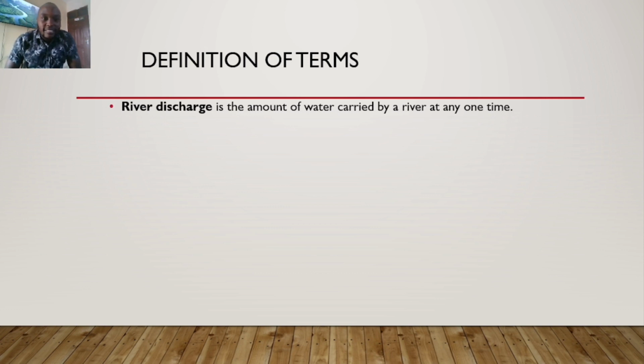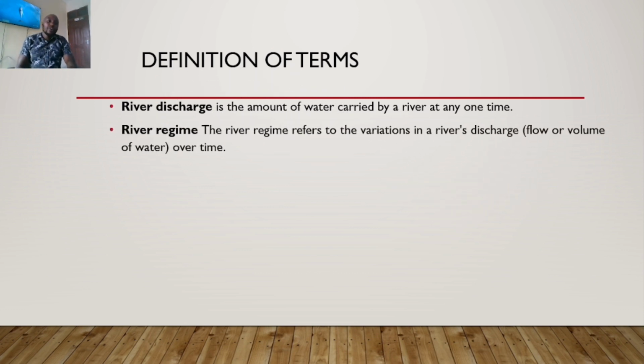Let's start with river discharge. When you hear of a river discharge, it's the amount of water carried by a river at any one time. So when you go to a river and you find that amount of water at that very time, that is what we call a river discharge. As easy as that, okay?